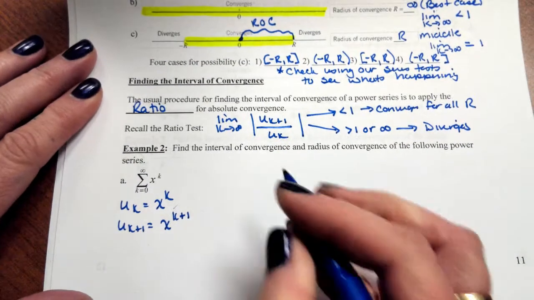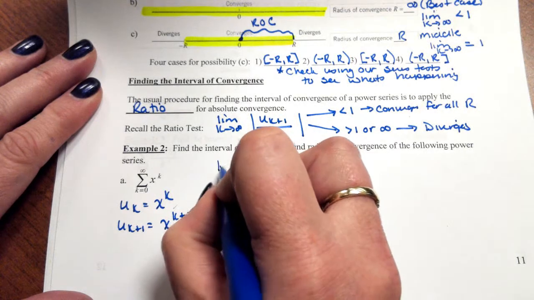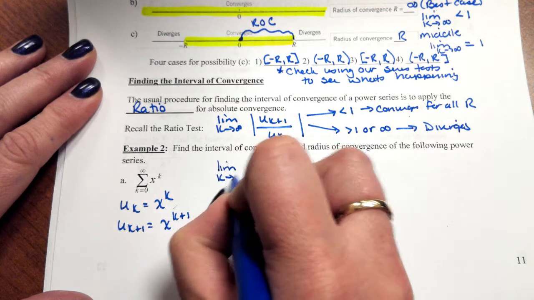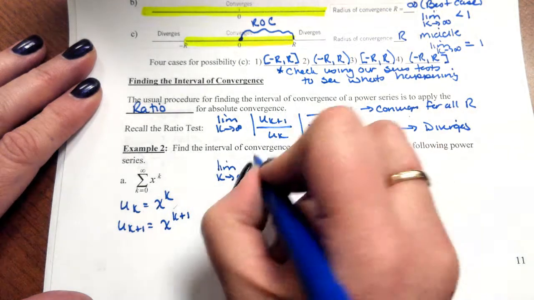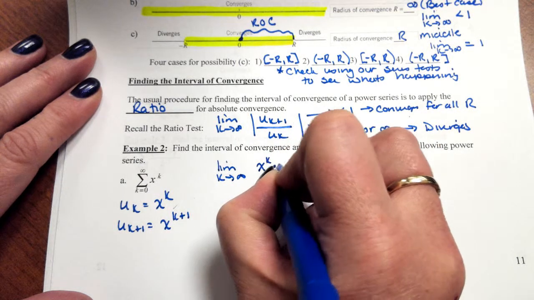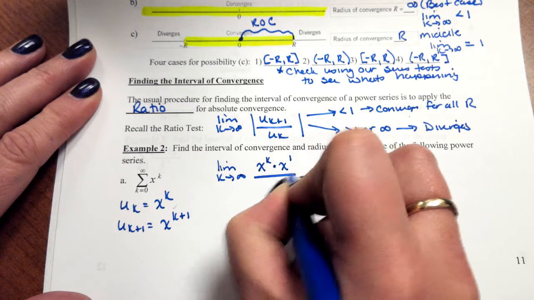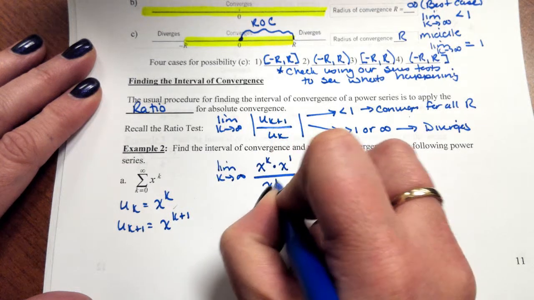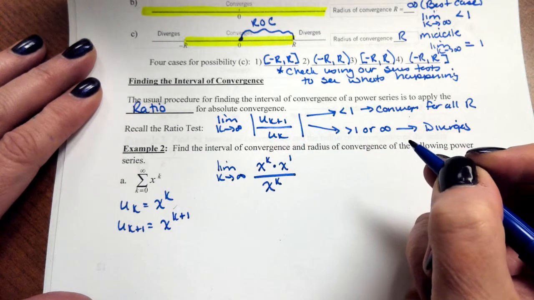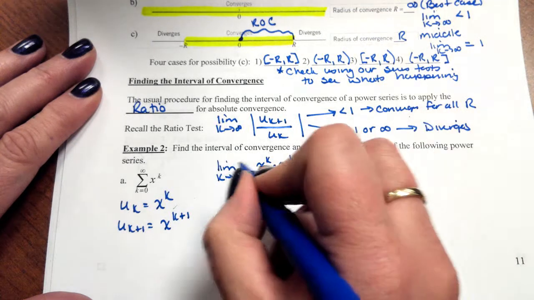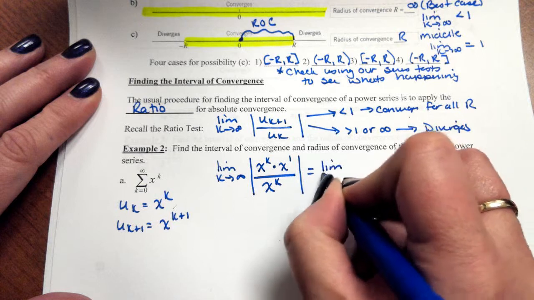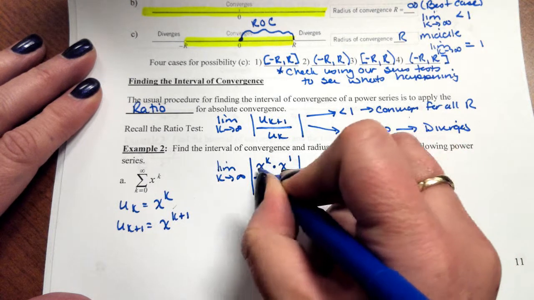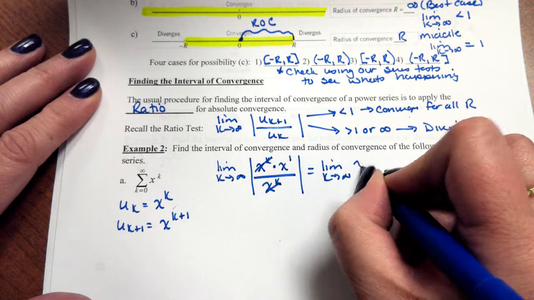So now I'm going to go ahead and do my ratio test. So I'm going to find the limit, and again, still the limit as k goes to infinity, the absolute value of u sub k plus 1, which is x to the k times x to the first, divided by my u sub k, which is x to the k. So now again, remember I'm taking the absolute value. So the limit as k goes to infinity, the x to the k's cancel, I'm left with an x.